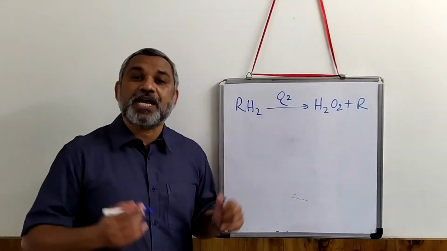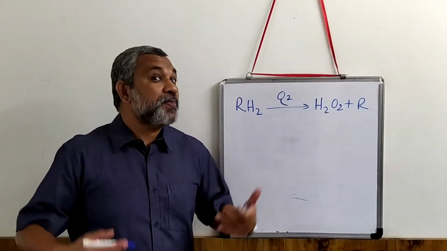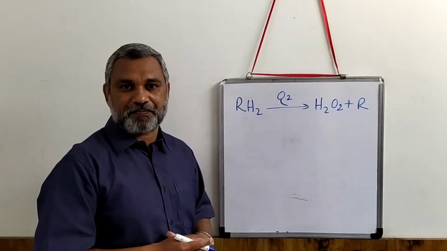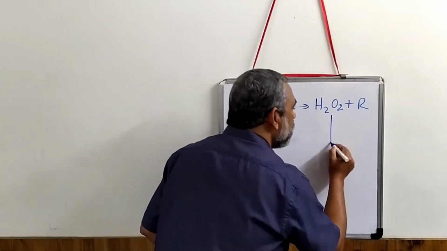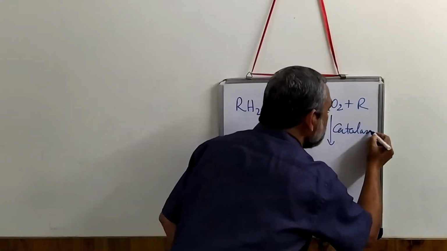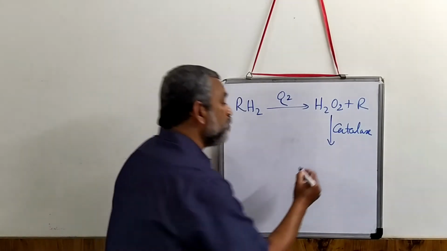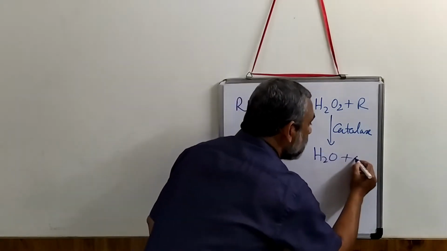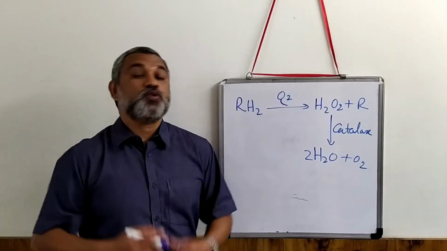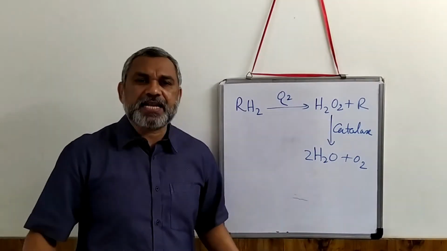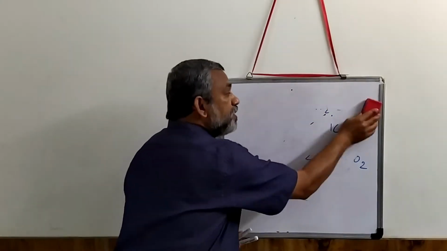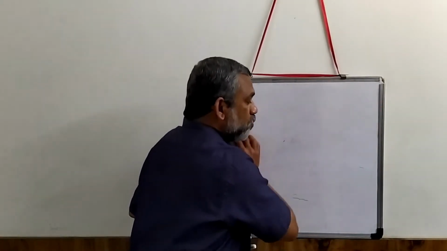Now, as you know, H2O2 is also a harmful product in a cell and this has to be eliminated. How is it eliminated? The enzyme catalase will act. Catalase will convert H2O2 into H2O plus O2, that is, 2H2O2 into 2H2O plus O2. So catalase will convert it into a harmless water molecule. These are some of the functions of the peroxisome.